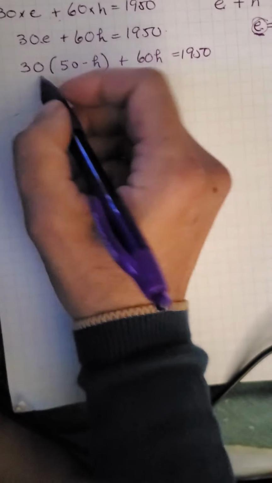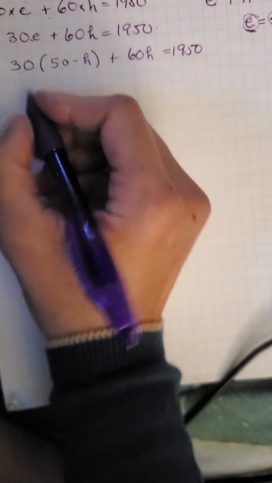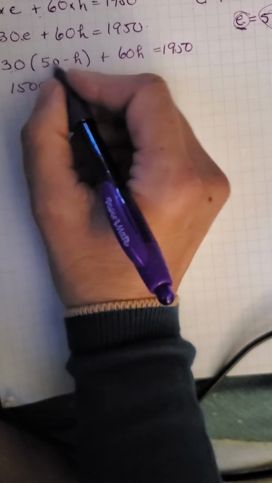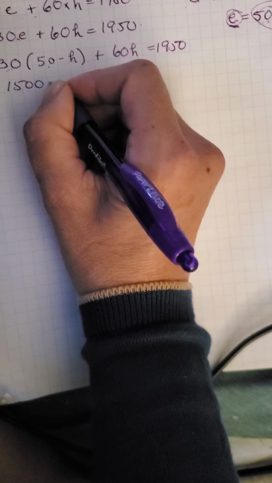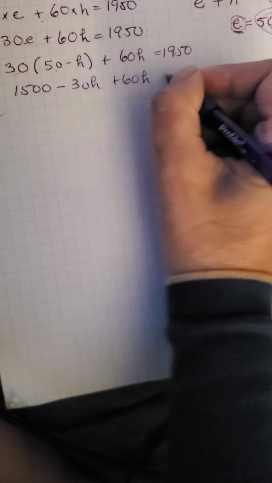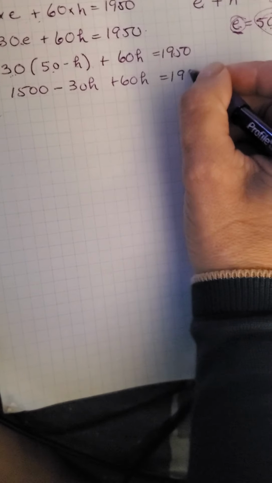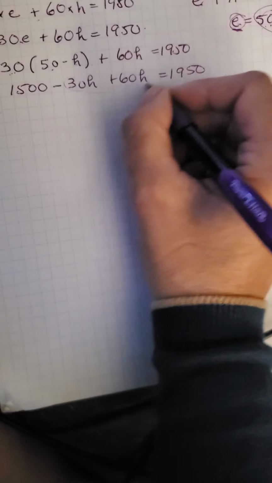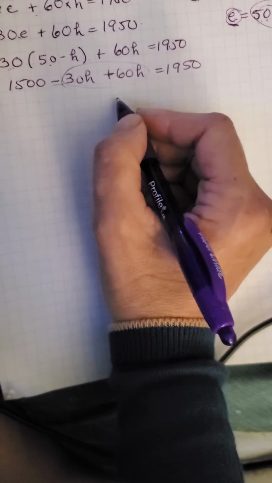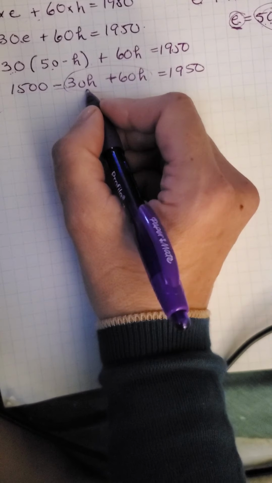So now we're talking about how many points are total. So then we can multiply 30 times 50. That's going to be 1,500. And then we multiply 30 times minus h. That's going to be minus 30h plus 60h equals 1950. These are both h's, so we can do that addition. Technically, it's subtraction, so it's going to be 60 minus 30.